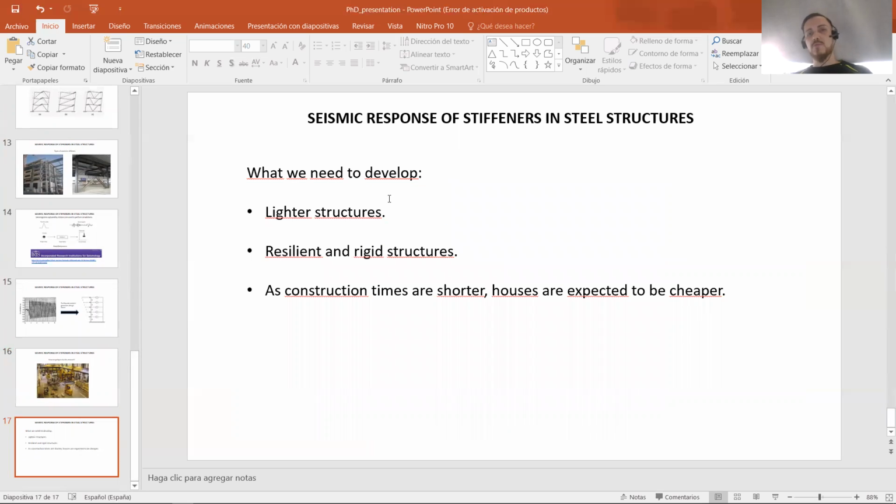What do we need to develop? Well, lighter structures, I mean lighter than concrete structures, very resilient and rigid structures. As the construction times in steel tend to be shorter, houses are expected to be cheaper than in concrete. So this is a really basic topic of the week on my YouTube channel.